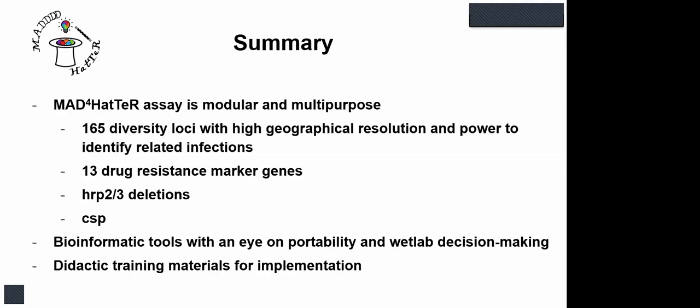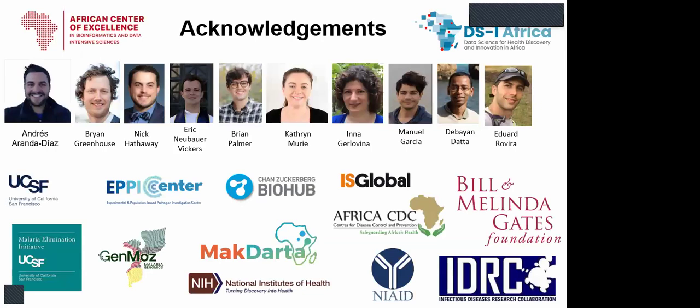So the bioinformatic tool, basically, it's known for its portability and wet lab decision making. As I mentioned, it has a couple of outputs, which include a couple of reports where a wet lab team or the laboratory team can make decisions on whether to repool or reprep samples or resequence if the worst comes to the worst. And we have quite a lot of training materials we can use for people who are implementing this pipeline. So I would like to acknowledge a couple of people.